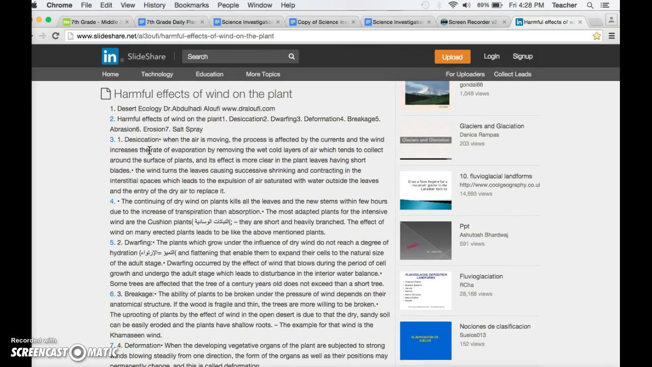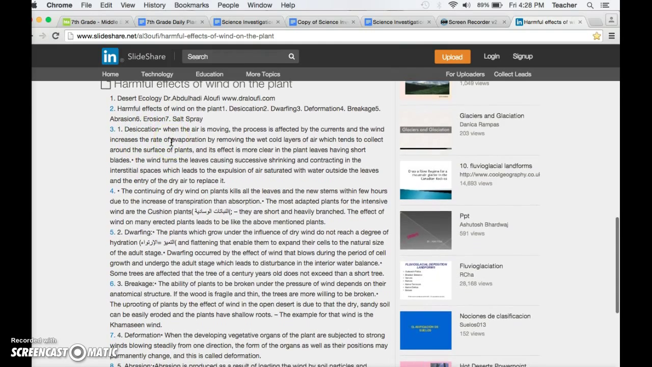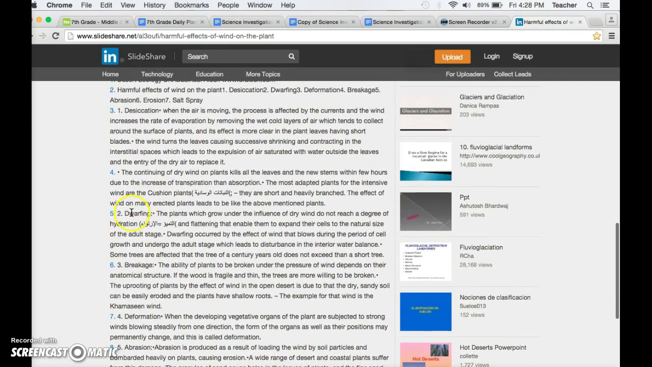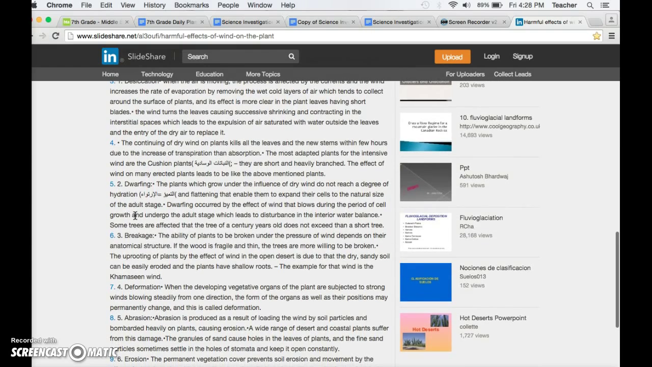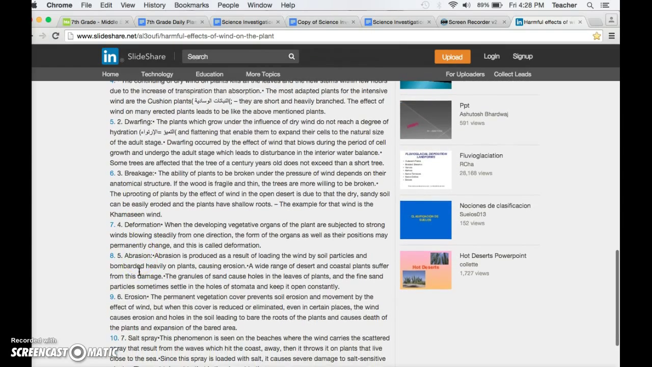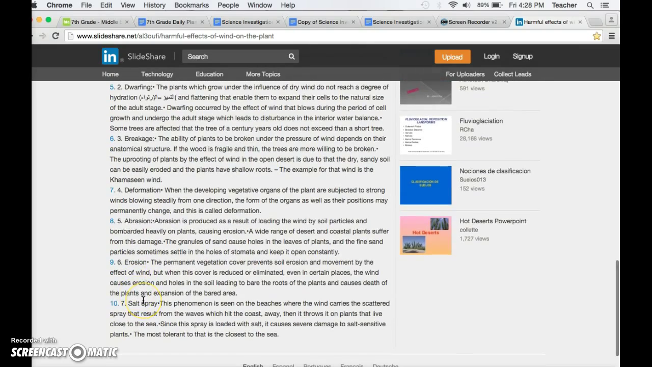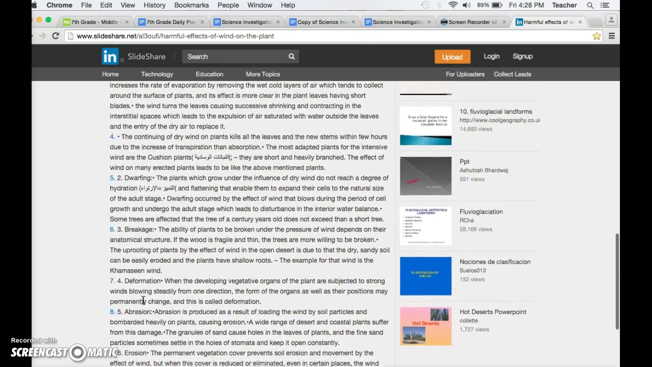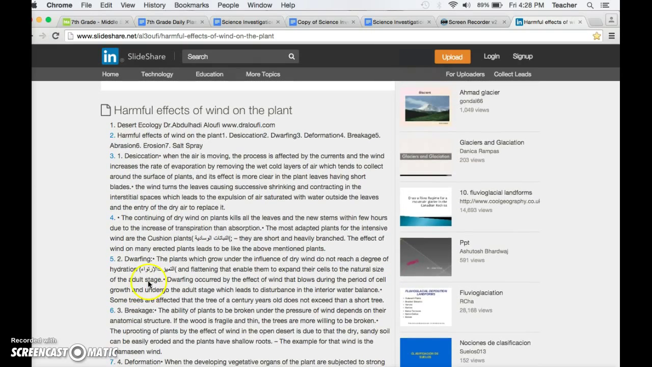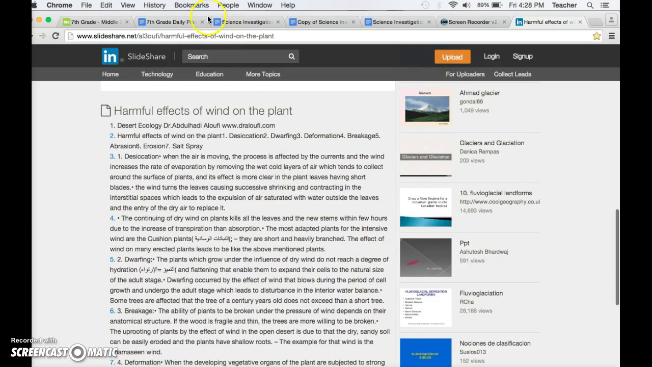It talks about a few different things. It talks about something called desiccation, we'll talk about that in just a minute. It talks about dwarfing, so the plant doesn't grow big in size. Breakage, deformation, abrasion, erosion, and salt spray. So this website has some pretty good information on it, and it's pretty readable. I think this is a pretty good source.